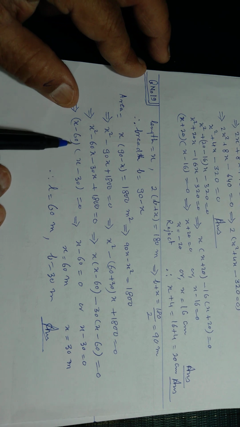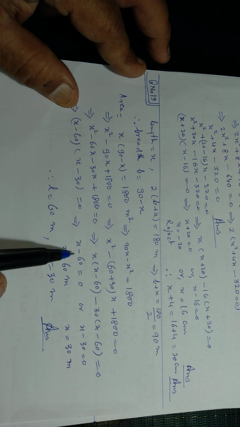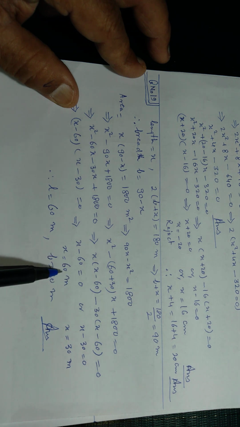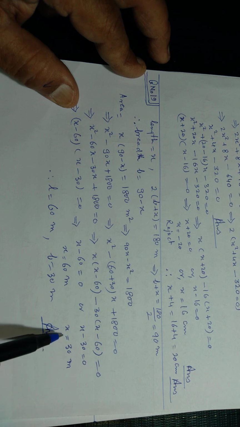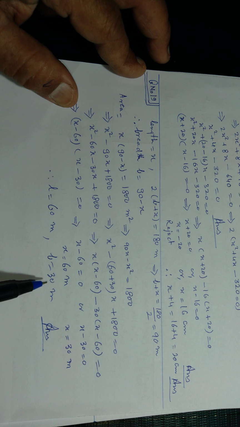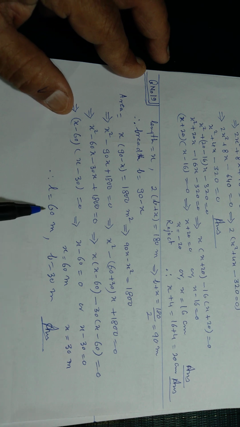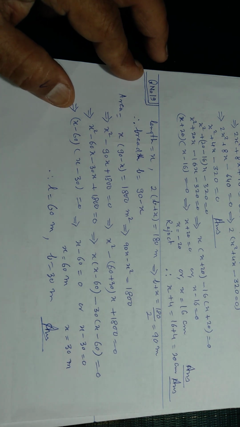x minus 60 in one bracket, in the second bracket x minus 30, equal to 0. x minus 60 is equal to 0, x will be equal to 60 meters. x minus 30 equal to 0, x will be equal to 30 meters. So x is equal to 60 meters. The length will be 60 meters and breadth will be 30 meters. This will be the answer of this question number 19.